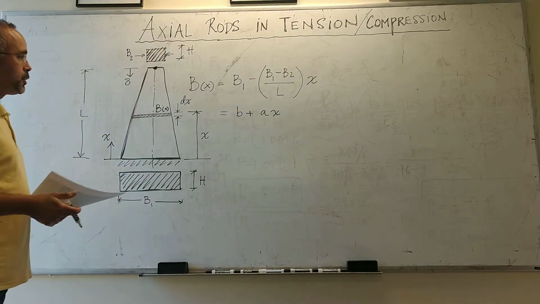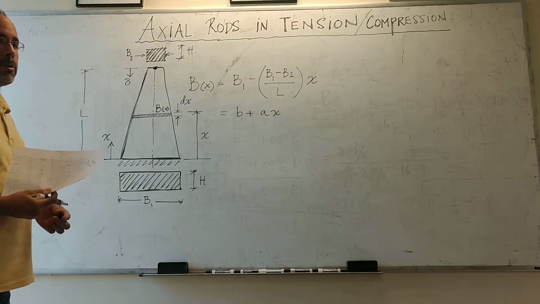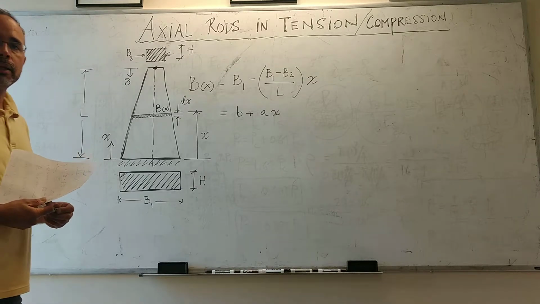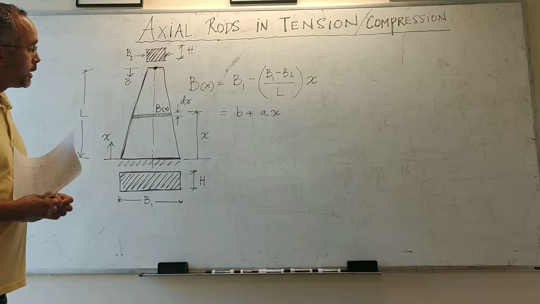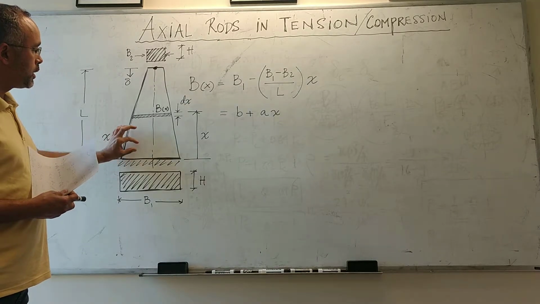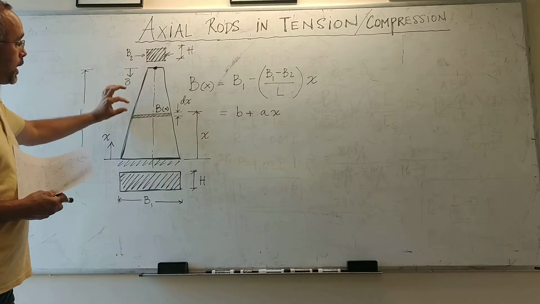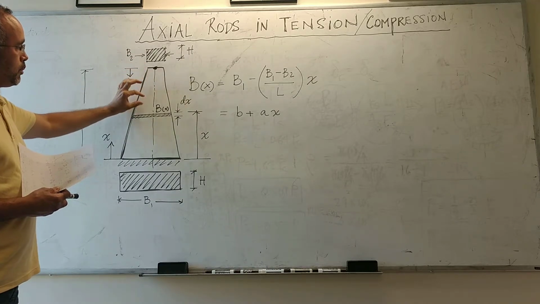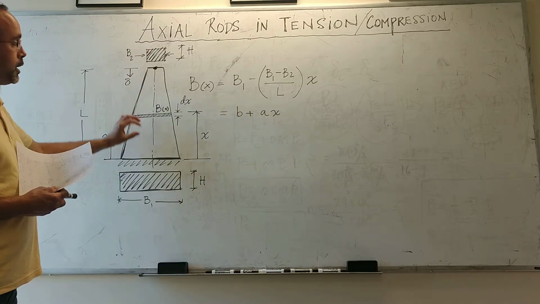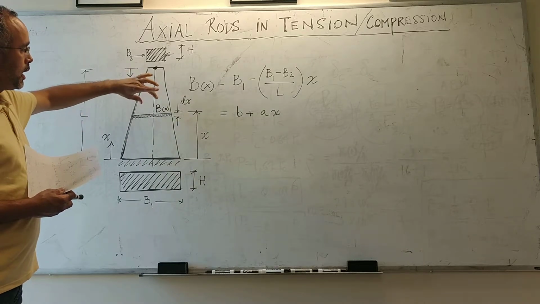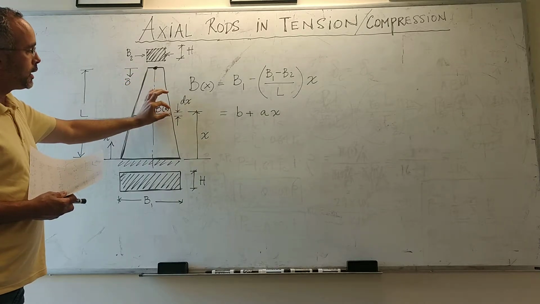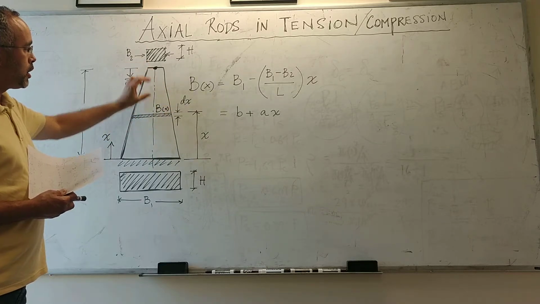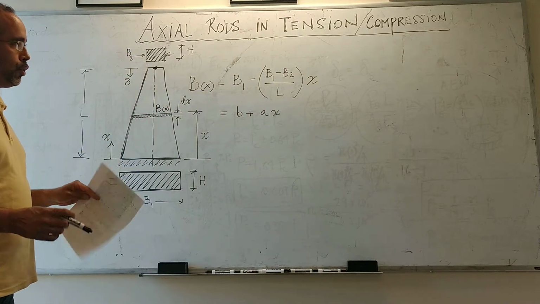So how do we solve this problem? Basically, to solve this problem, we have to extend the concept that we have already explained related to rods in series, right? So what we have here is basically an infinite number of rods in series. Each one of them has a different area, has a differential length, and is subjected to the same force.